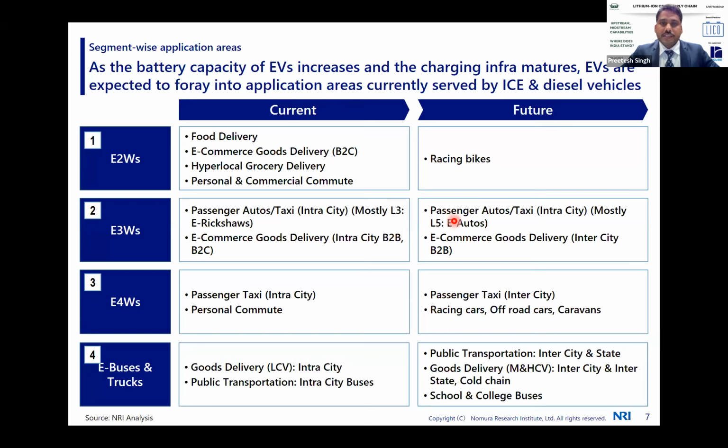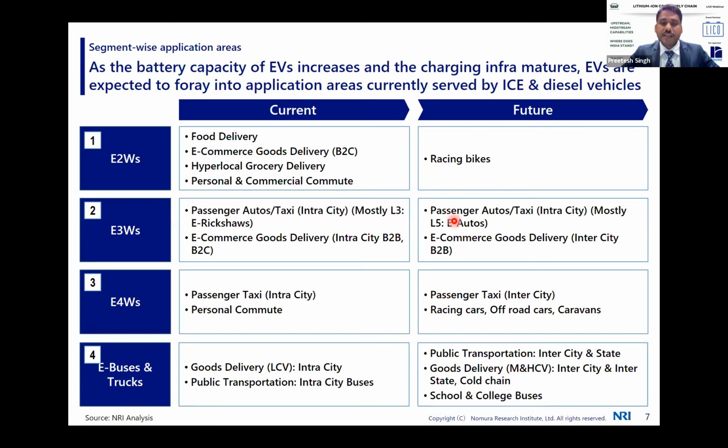It is important to understand what kind of vehicle segments are going to grow in future, and also what are the reasons behind that. If you look at the electric two-wheelers, currently they are mostly growing because of applications such as food delivery, e-commerce goods delivery, hyperlocal grocery delivery, and personal commercial commute. In future, you will see the introduction of other applications such as racing bikes, etc. Electric three-wheelers have different use cases, and they will continue growing with similar applications.